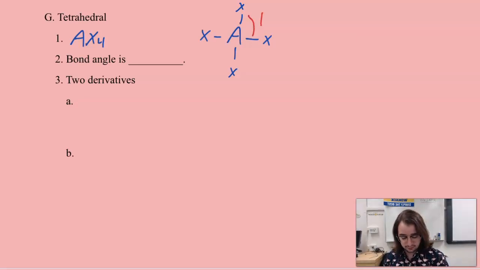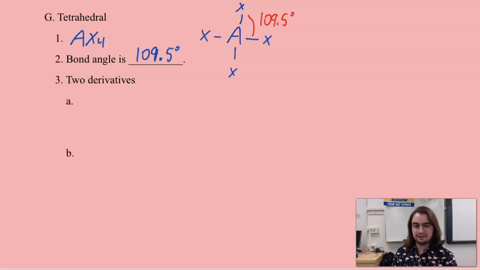This bond angle here is 109.5. You're going to have to believe me. I know that it looks like a 90-degree angle, but I can prove it to you with shapes to show you that it's actually not that way. But again, we're just trying not to get all too wrapped around the shape.